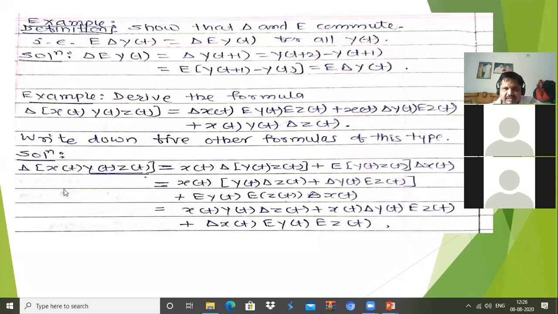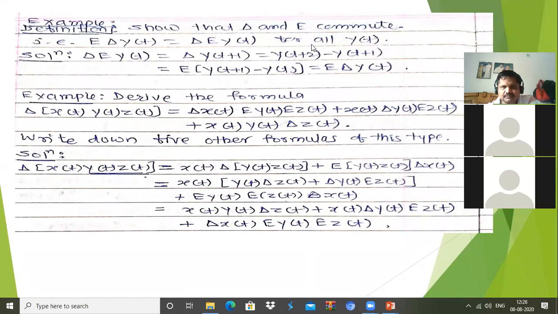Now we will prove one by one. Delta of xt, yt, zt equal to. What I am doing now here, make a group of these two first. That means xt is first function and yt into zt as second function. Okay, so first function as it is, xt into delta of second function by using our formula, plus second function का shift operator into delta of first function. कौन सा formula हम यूज कर रहे हैं यहाँ?